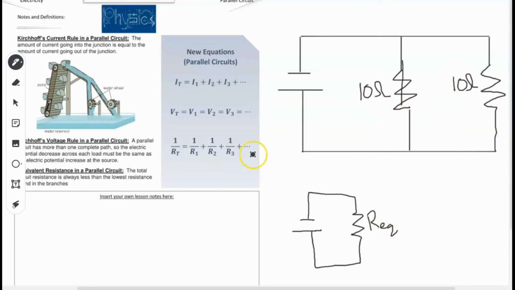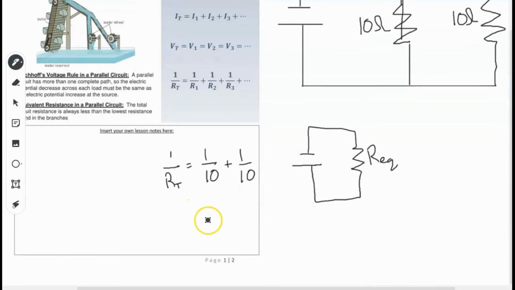To figure out equivalent resistance, this is the equation we're going to use. So 1 over R total, or R equivalent, whichever you like to use, is going to be 1 over 10 plus 1 over 10. If you add those fractions together, we get 2 over 10, which is the same as 1 over 5. So 1 over R total equals 1 over 5. Now, 1 over 5 doesn't equal our total. It equals 1 over our total. So we need to flip the fraction on each side. That would leave our total equaling 5 ohms.